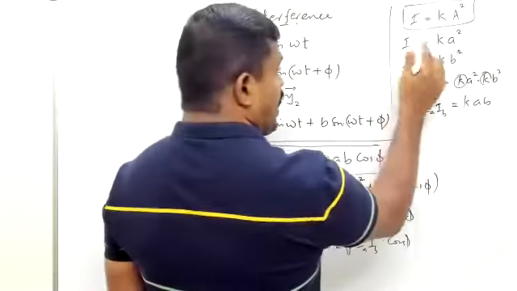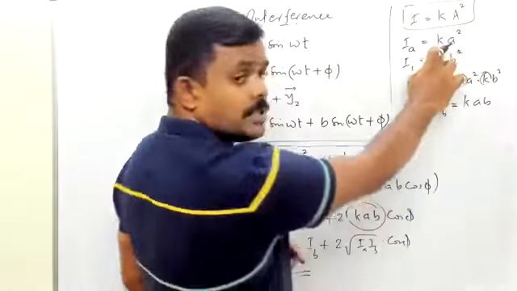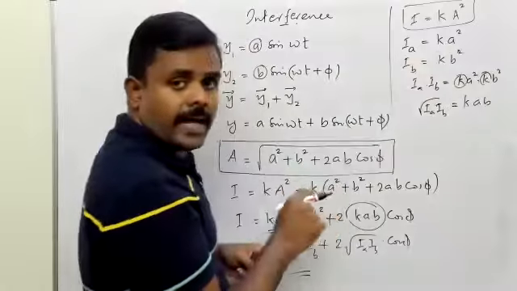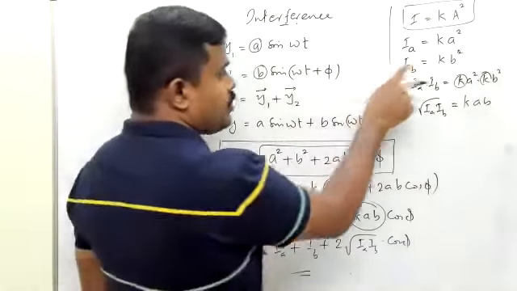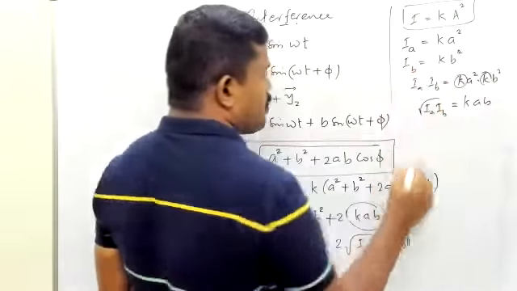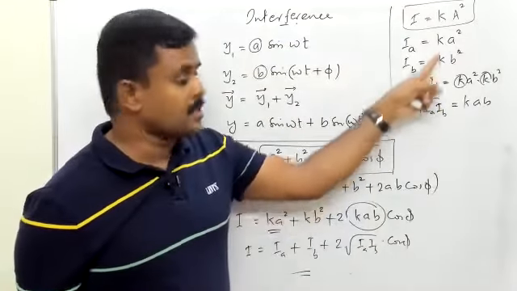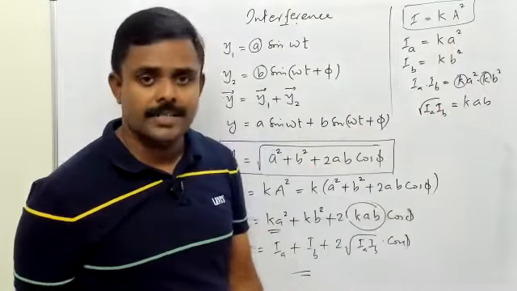Ia. For the first wave, Ia is equal to K into its amplitude square, A square. Second wave, Ib, is K into its amplitude square, that is K b square. I just multiply them, Ia into Ib, that is K a square into K b square on the right side.